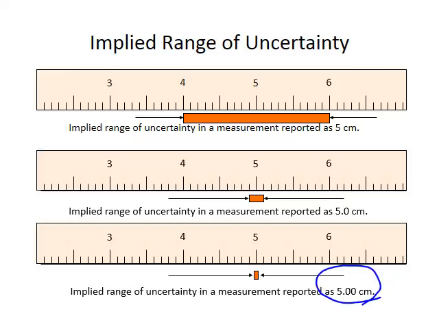This implies an uncertainty of plus or minus 0.01 centimeters. In other words, the length could be between 4.99 and 5.01. If you reported any fewer decimal places in a measurement using this ruler in your lab notebook, I would mark off for inappropriate significant figures.